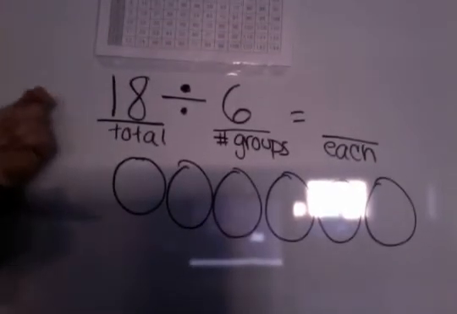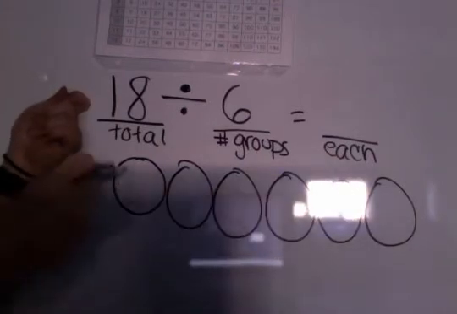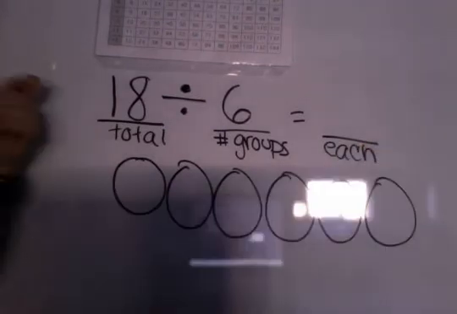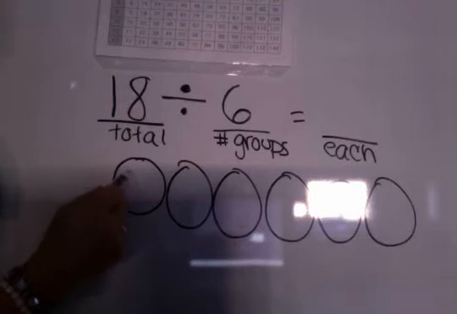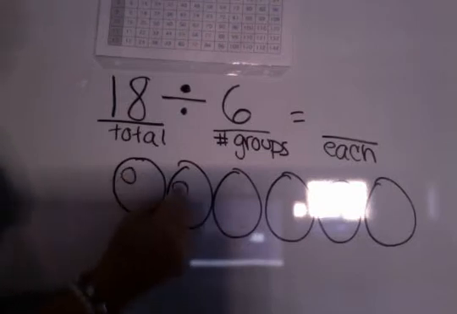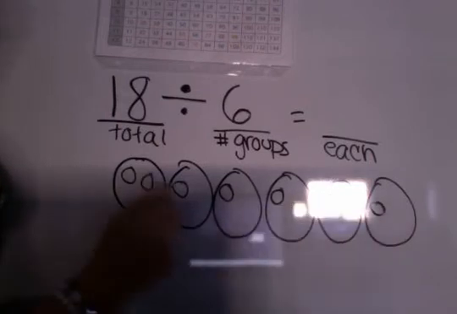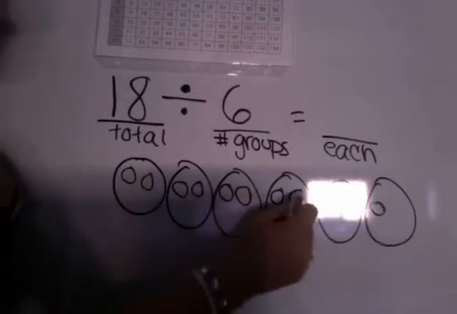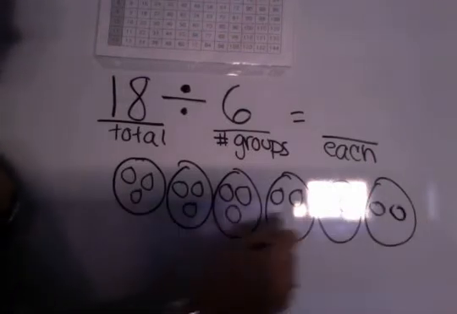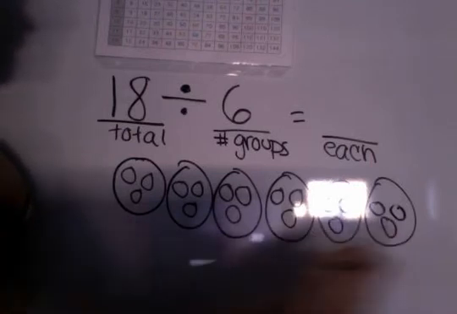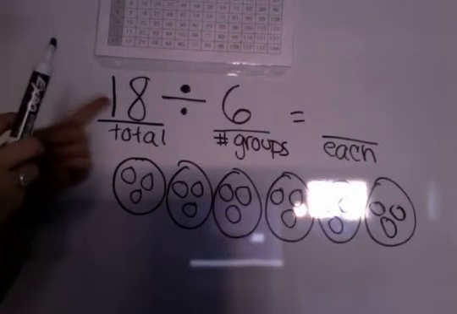Now, we know that we have got 6 groups here, but we have 18 objects. So we're going to put 18 into the groups until they are gone. So we're going to put 1 in each until we get to 18. Ready? Go. 1, 2, 3, 4, 5, 6, 7, 8, 9, 10, 11, 12, 13, 14, 15, 16, 17, 18. Stop. We're stopping because our 18 objects are now gone.